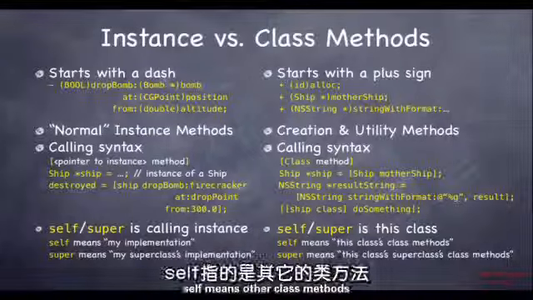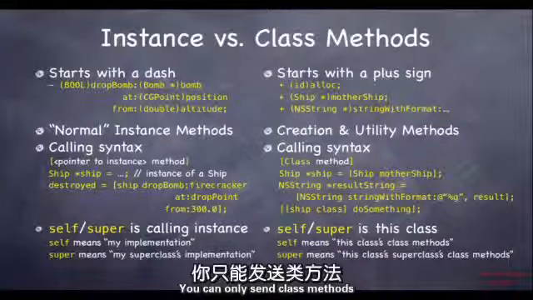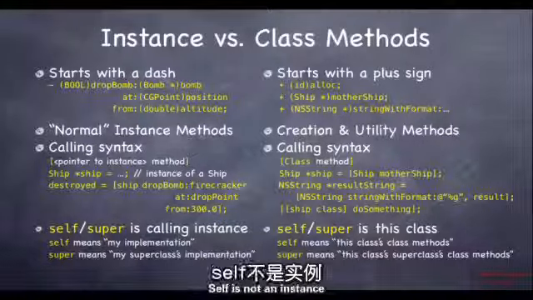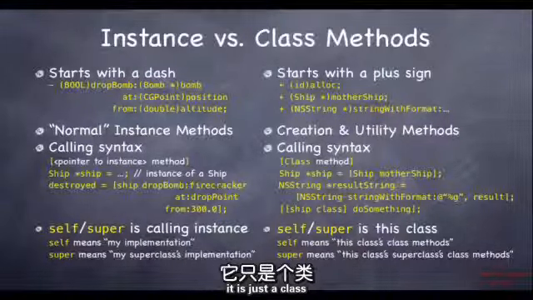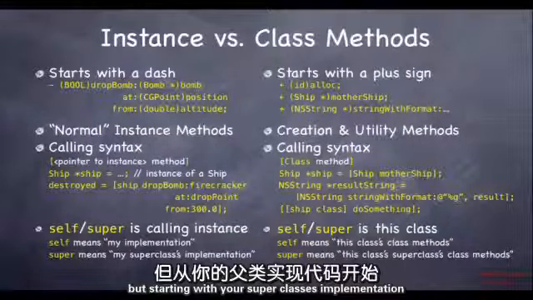In a class method, self means other class methods. So when you send a message to self inside a class method, you can only send class methods. Right? So there's no instance. Self is not an instance. It's just the class. And super, same thing. You're sending a class method, but starting with your superclass's implementation.